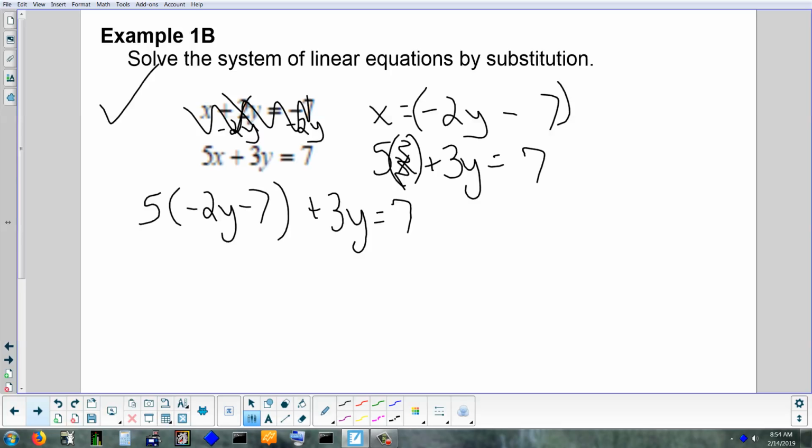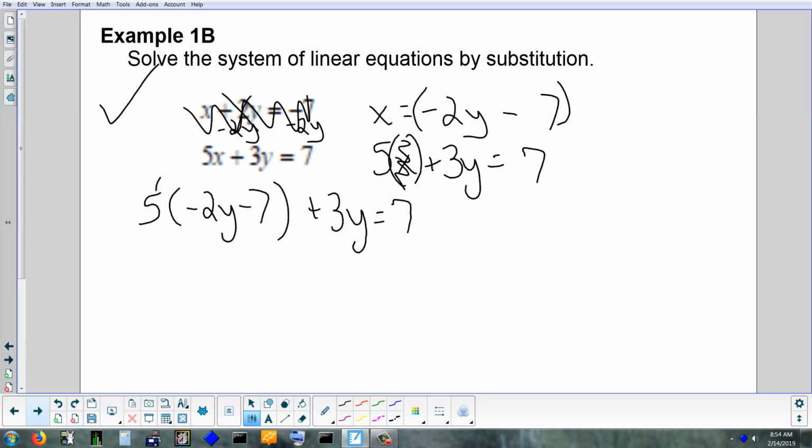Jake, what's my first step now to solve? I have parentheses there, right? So what do I have to do? It starts with a D. Close. Distribute, right? What math operation do I do when I distribute, Jake? Add, subtract, multiply, or divide? Good man, I multiply, right? What number am I multiplying? What number's on the outside of the parentheses?